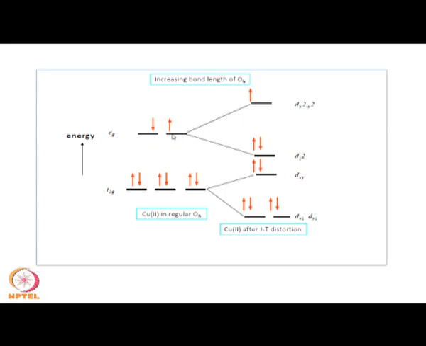So, when they are degenerate, we do not know which one is dx square minus y square and which one is dz square, but after splitting we can clearly identify the corresponding number of electrons, since it is a situation where we have the elongation. So, increasing the bond length of the octahedron, that means the distortion along the z axis. So, the z components are stabilized, dz square would be stabilized and dxz and dyz are also stabilized. So, we have the single unpaired electron in dx square minus y square. So, that is the situation we have seen in case of z out.